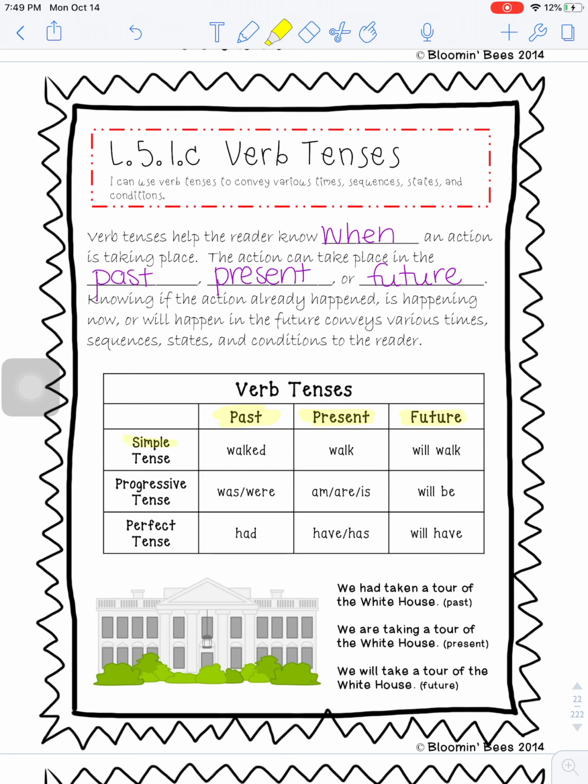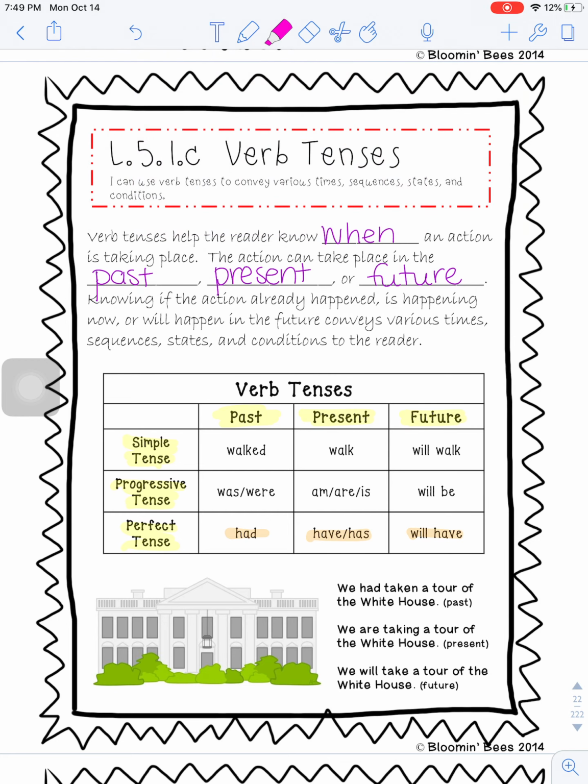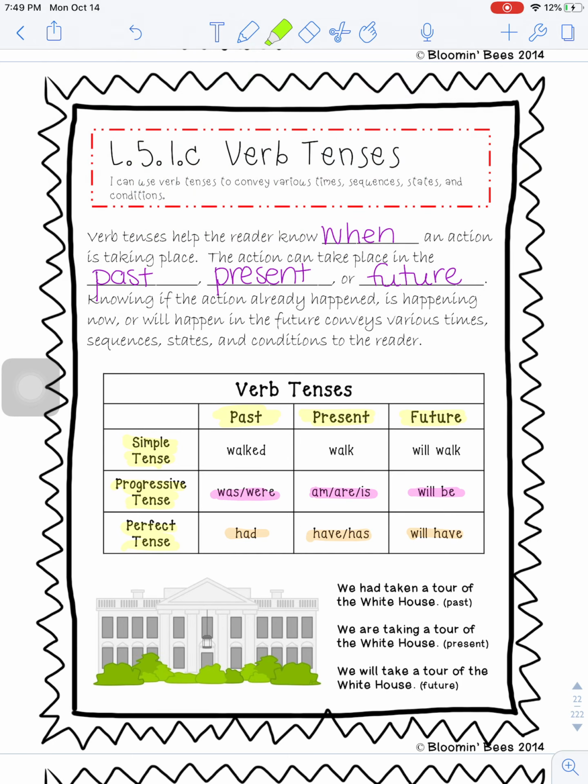And there are different tenses. There's simple, progressive tense, and perfect tense, okay? Perfect would be when we add words like had, have, or has, or will have. Progressive would be when we add words with the verb like was or were, am, are, is, or will be, okay? And then finally, last but not least, of course, is just simple. Walked, walk, and will walk, okay? Past, present, future. So this is just the verb on its own, okay?